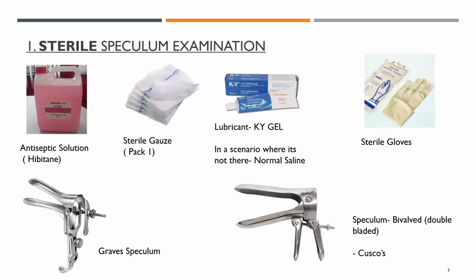Now, speculum comes normally in two shapes. There is the Cusco and the Graves. The difference is not much. It's mostly in the hinge and the shape of the blades. Ideally, we use Cusco because it has a shorter blade and it's curved, so it gives us a better view of the cervix. Graves has longer, straight blades. It depends normally on what is available, to be honest, in KNH.